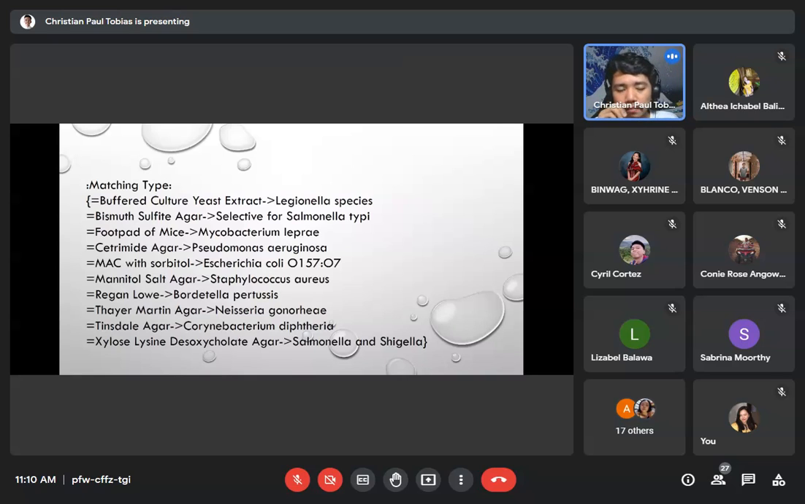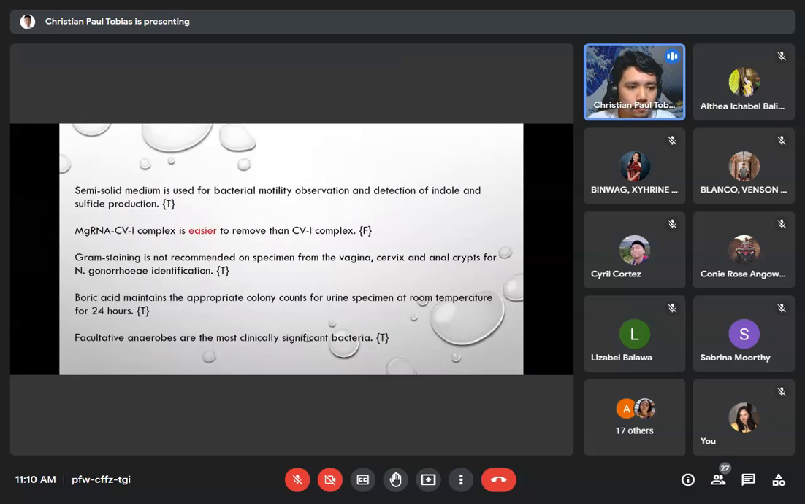Pero marami namang hindi ko lang na-check kung marami, pero may mga naka-perfect naman dito. So, it's a good start na alam natin yung mga culture plates ng mga iba't ibang bacteria. Okay, true or false? Semi-solid medium is used for bacterial motility observation, detection of indole and sulfide production. So, true.